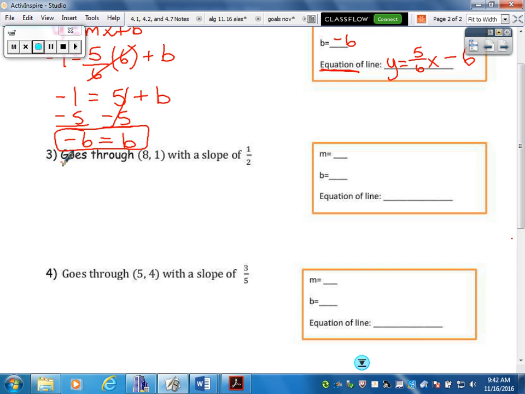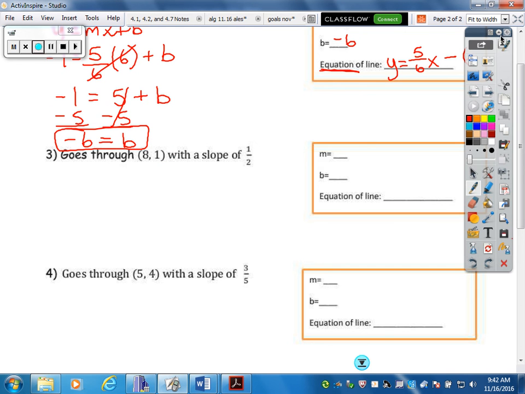Okay, so coming back, number 3 says that the line goes through the point (8, 1) with a slope of 1/2. So we know that x is 8, y is 1, because the point's x comma y, and slope is 1/2. So let's plug in the information we know to slope-intercept form. 1 equals m, 1/2, x is 8, plus b.